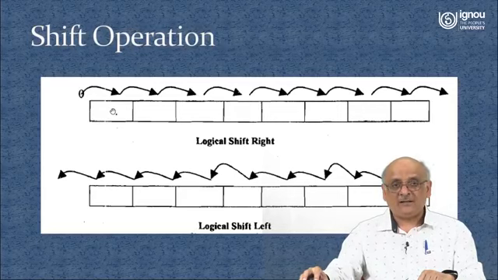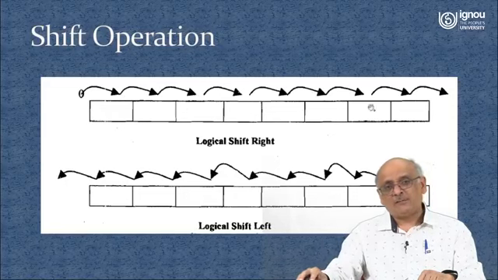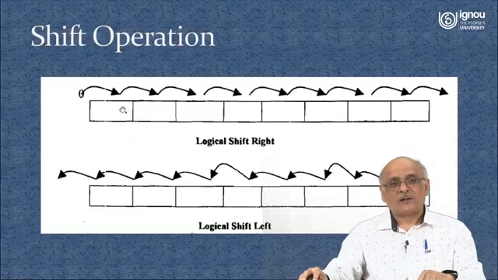So this is maintained. Whatever is the sign, it is going to be maintained as it is. 0 will be added here, but the sign will be maintained as it is. So basically, you are not moving the sign bit, you are just moving the bits otherwise. Okay. So you are just preserving the sign bit.